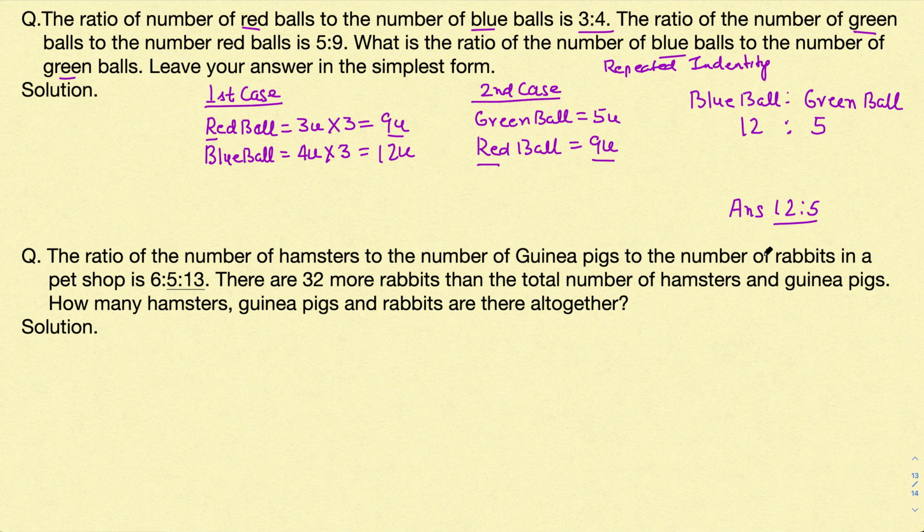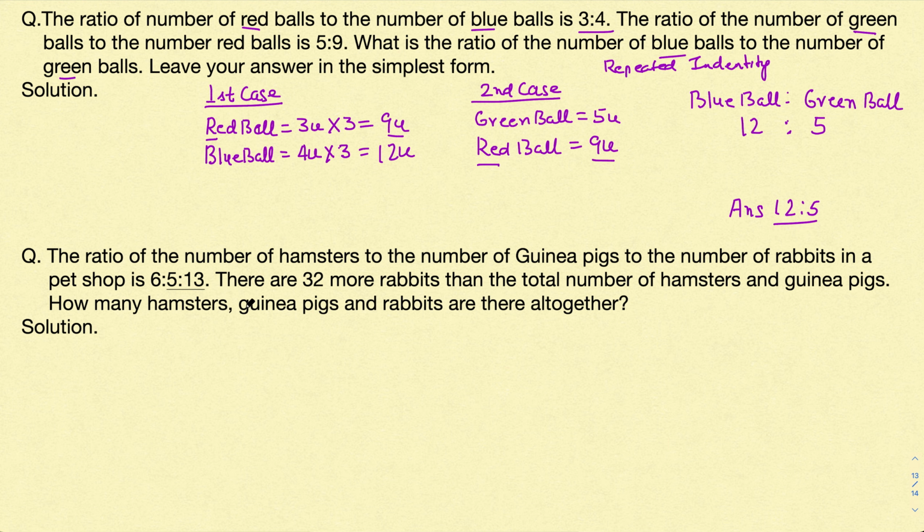Okay, now let's go to our second question. The ratio of the number of hamsters to the number of guinea pigs to the number of rabbits in a pet shop is 6:5:13. There are 32 more rabbits than the total number of hamsters and guinea pigs. How many hamsters, guinea pigs and rabbits are there altogether?